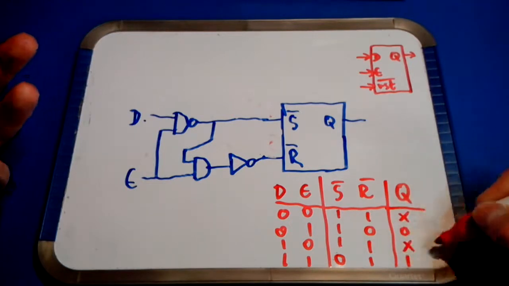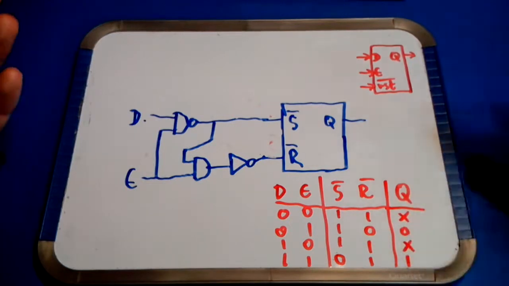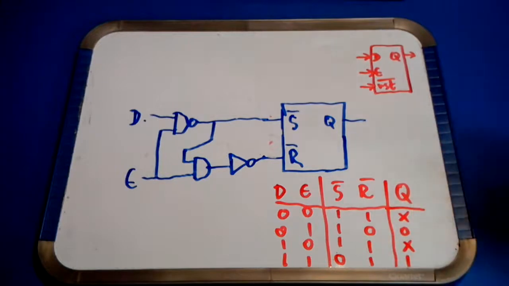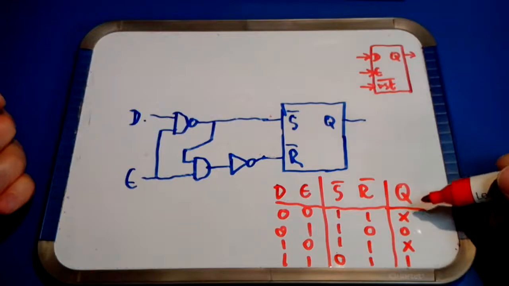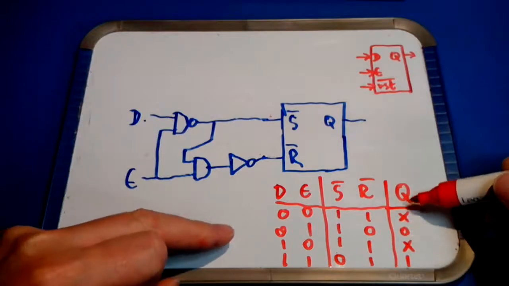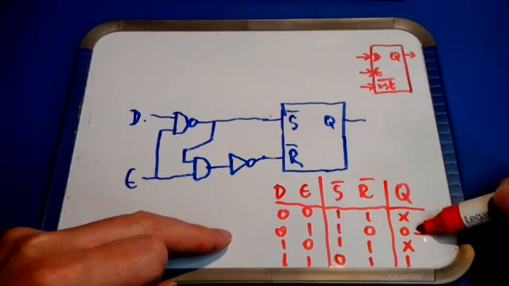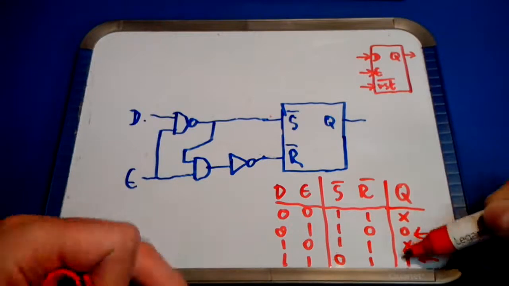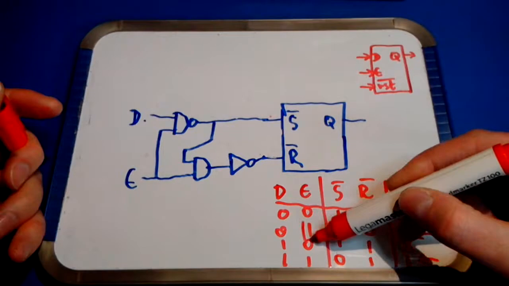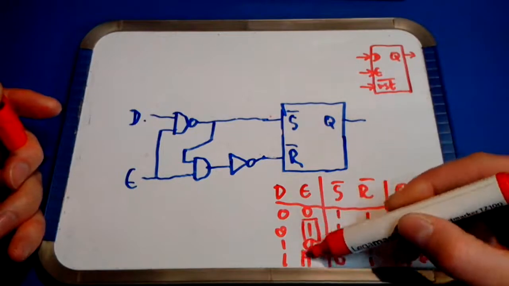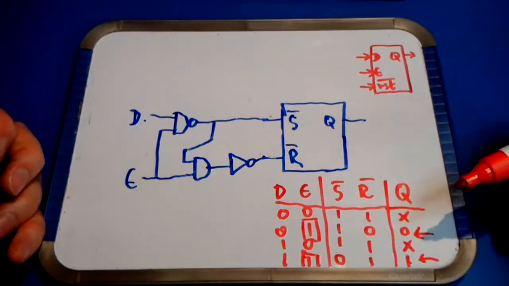I'm going to write an X. I think that's not the official symbol for it doesn't change, but to be honest I don't remember how to do that. Now you see that the output only changes here and here. So you can only set and clear the output, and you can only do that when the enable input is 1.